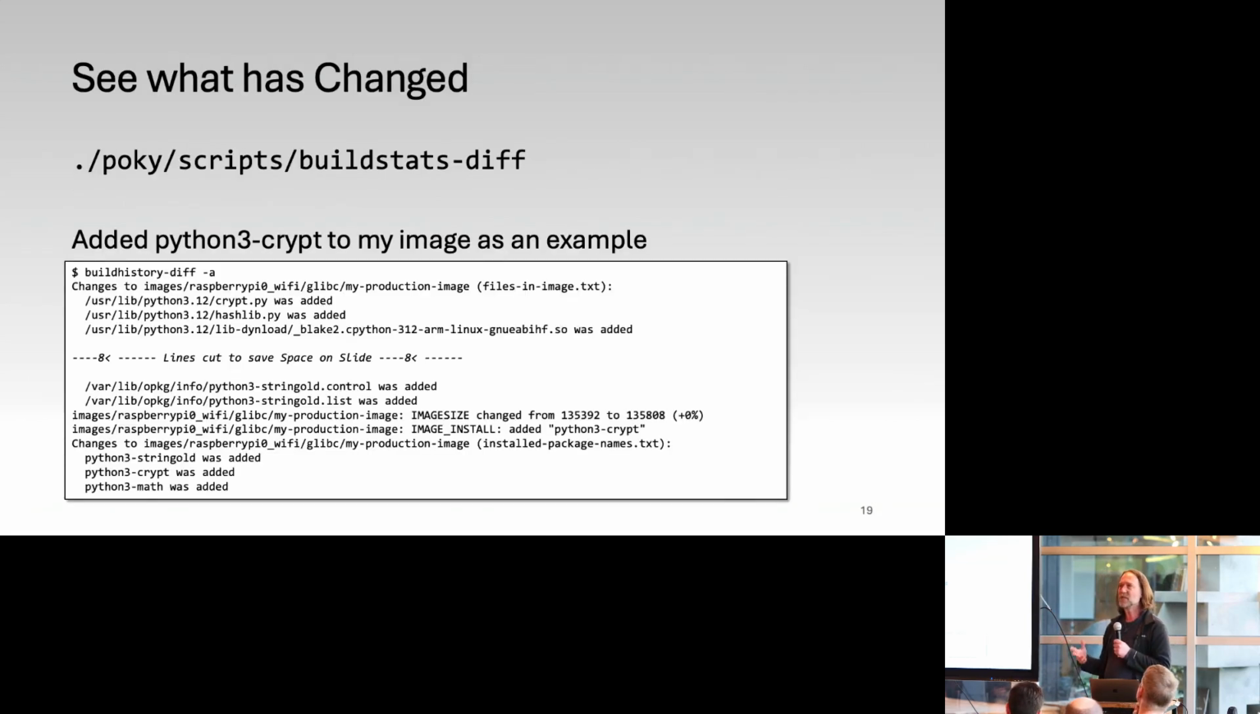So we've got a build stats diff. What this will now do is we can start feeding it what are the differences between a build. So here, for example, I've gone back to my Python 3 crypt because that's what I was playing with again, and I've added that to my image. So if I now do a build stats diff -a, it's going to be showing me that these were the files that were added. So it's added in the libcrypt.py, it's added in, and I've just cut it because there was piles of information about all the things that have been changed in the image. So again, useful to be finding out what is changing between your builds.